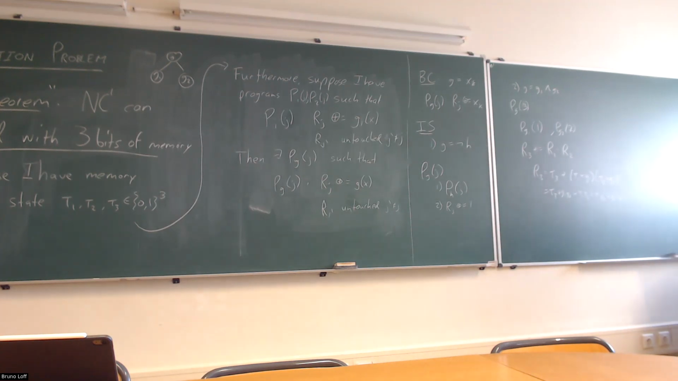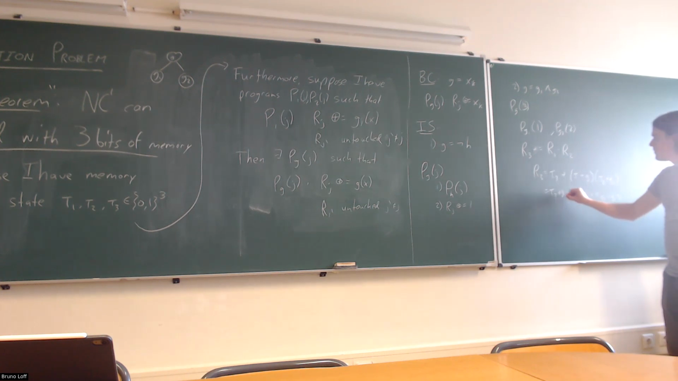What you're saying is that if at the beginning all 3 registers have tau 1, tau 2, tau 3. Yep. After I run these 2 programs plus this next instruction, now R3 has that value. Right. And R1 has tau 1 plus G1 and R2 has tau 2 plus G2.